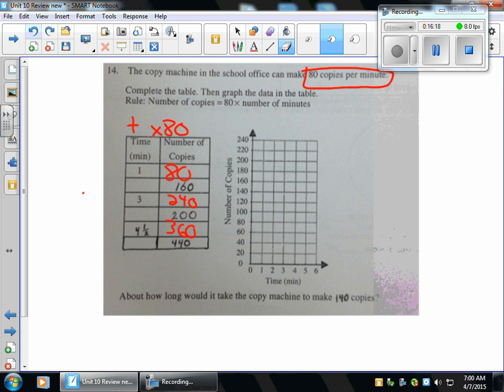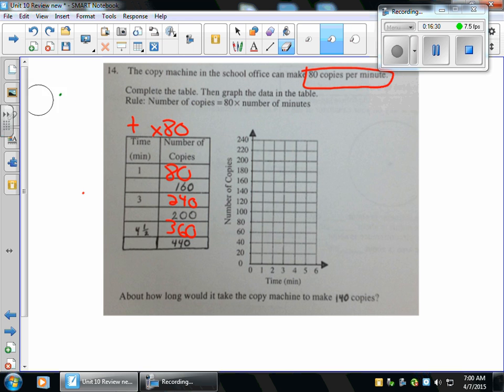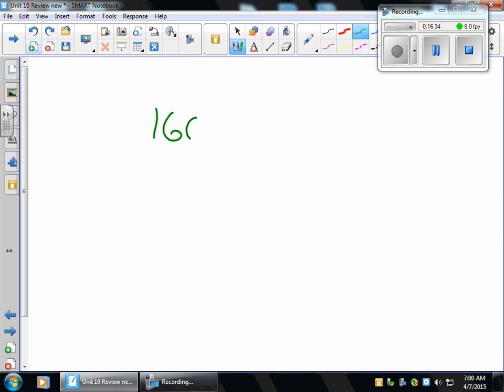Might need some scratch paper for this. Remember, just keep the rules in there. So we have 160. 160 divided by 80. Oops. Better make some room for myself. Scratch paper. 160 divided by 80. How many times can 80 go into 1? 0 times.